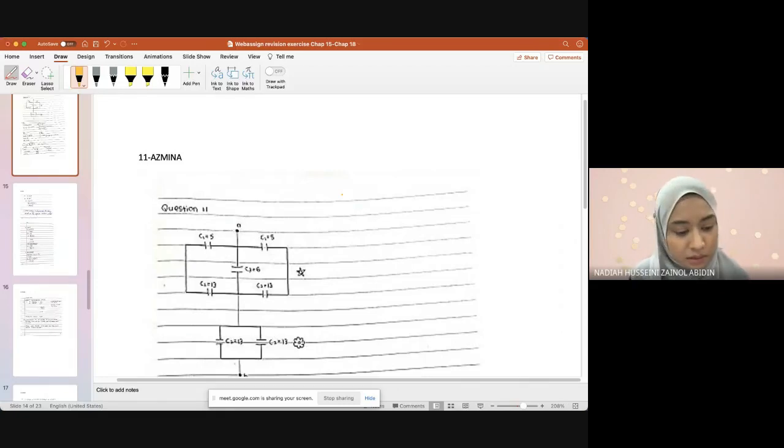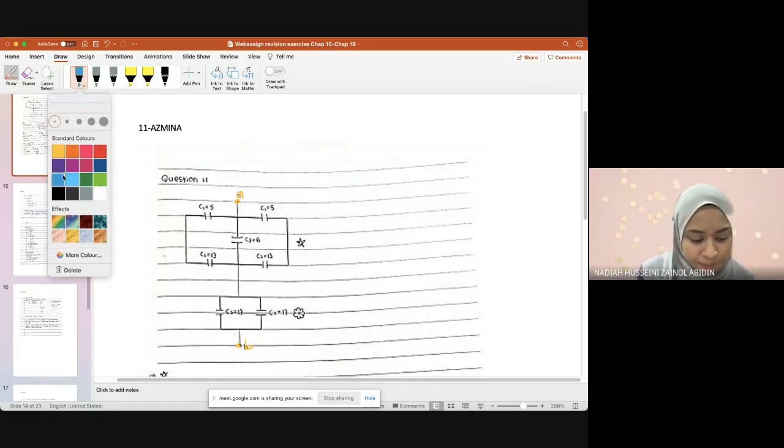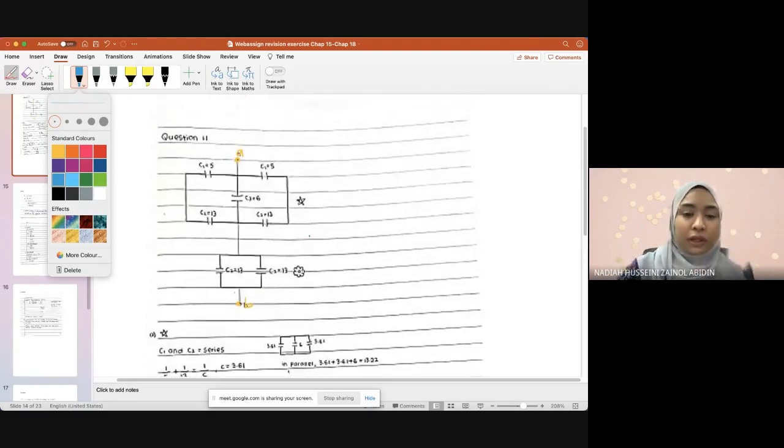Question 11 says, consider the following figure. Find the equivalent capacitance between point A and B. So point A is up there, point B is down there. This is A, this is B. Let's use blue. Find the equivalent capacitance as shown in the figure if C1 I think my values are not the same. Okay, never mind, we will do the equivalent capacitance first.